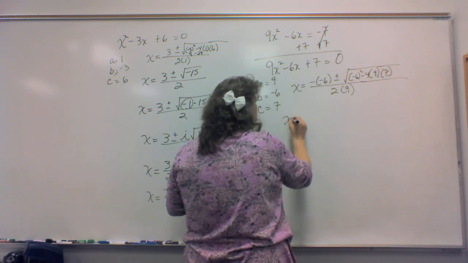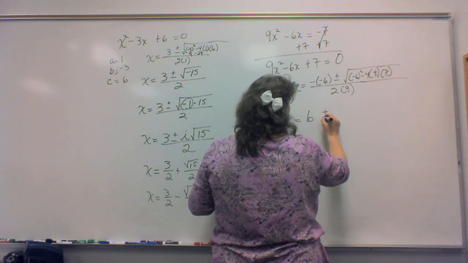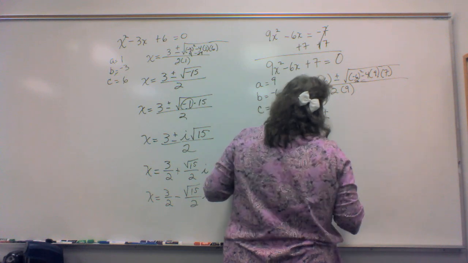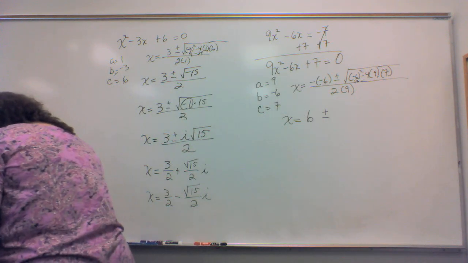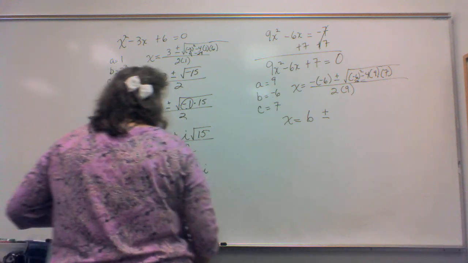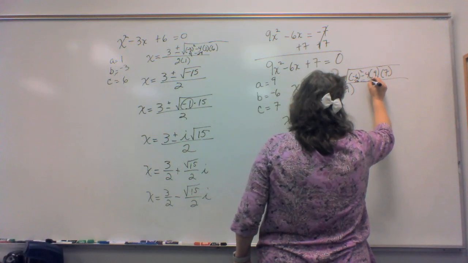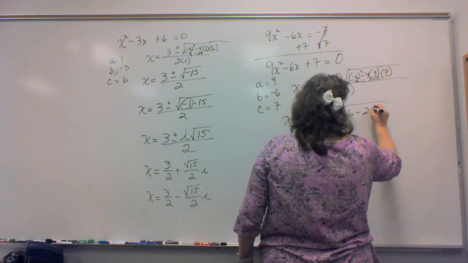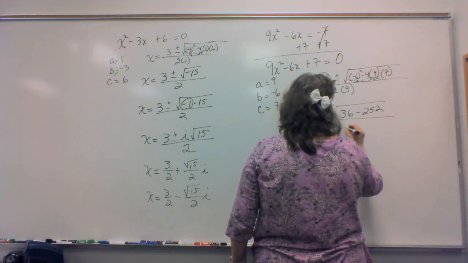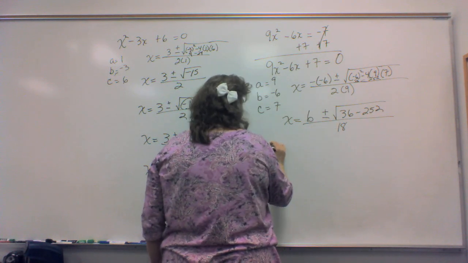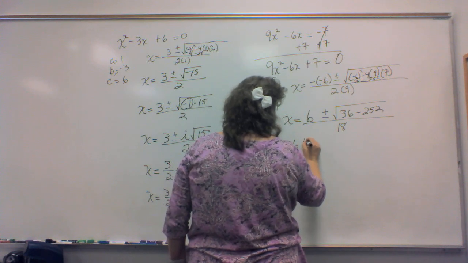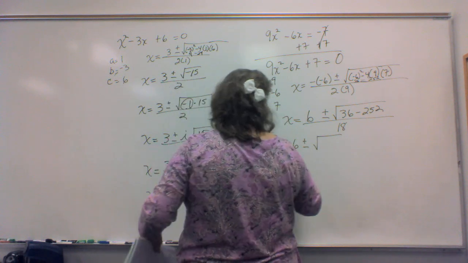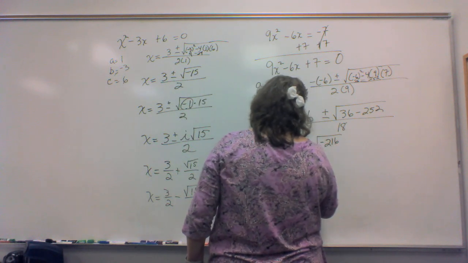So x is equal to 6 plus or minus, this would be 36 minus 4 times 9 is 36 times 7 is 252. Well, we're going to go ahead and write it out because it's pretty complex. All over 18. So x is equal to 6 plus or minus square root, and that's a negative 216, all over 18.